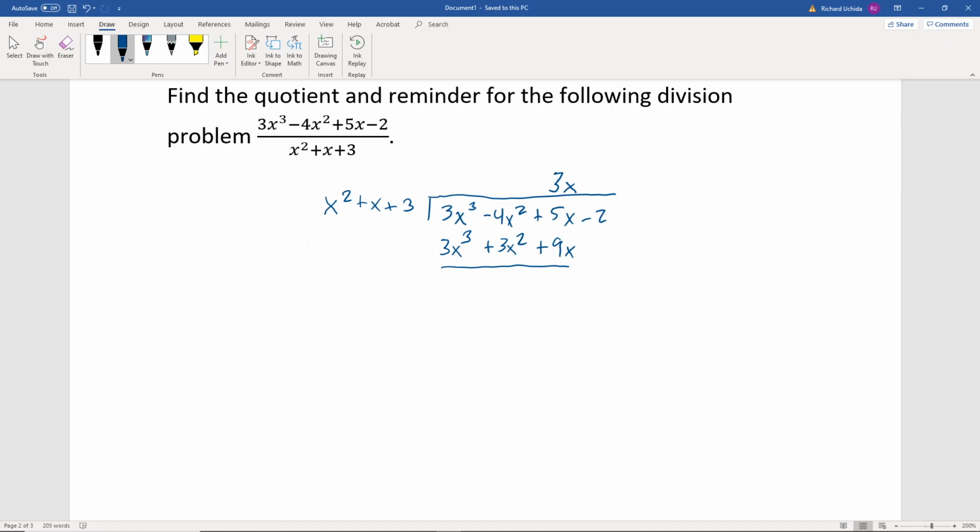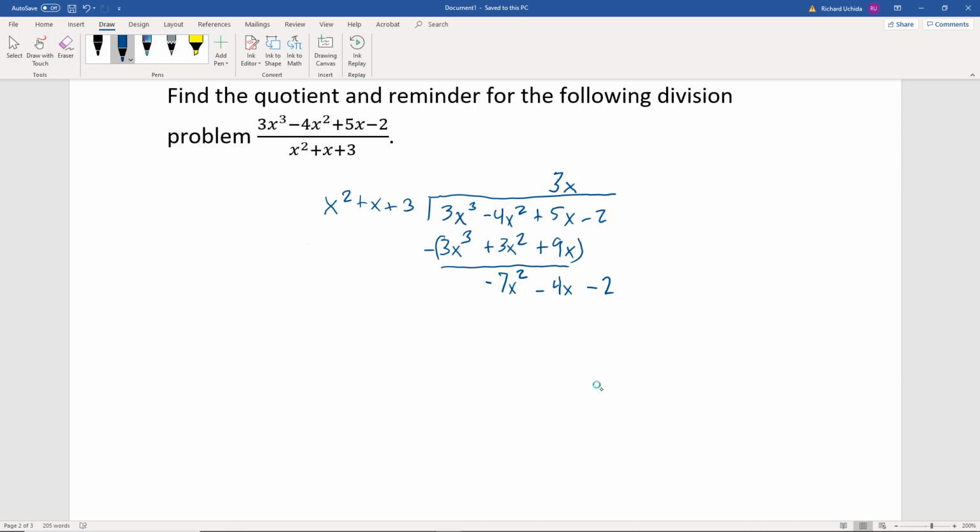And then we subtract that polynomial from the one right above it, just with the like terms one though. So the first terms, those of course cancel because the way we found this 3x was figuring out what do we have to multiply that x squared by to get this 3x cubed. So of course those will be the exact same thing, so when we subtract them, they'll cancel. Then we have minus 4x squared minus 3x squared, so that'll be negative 7x squared. Then 5x minus 9x, so that'll be minus 4x. Bring down the next term of the dividend, so bring down the minus 2.